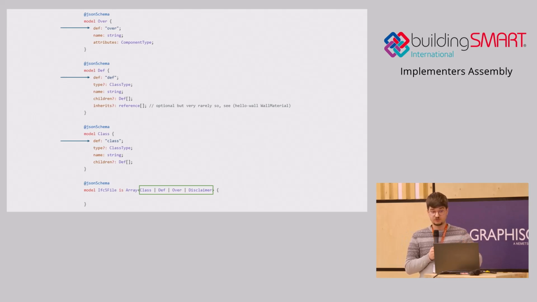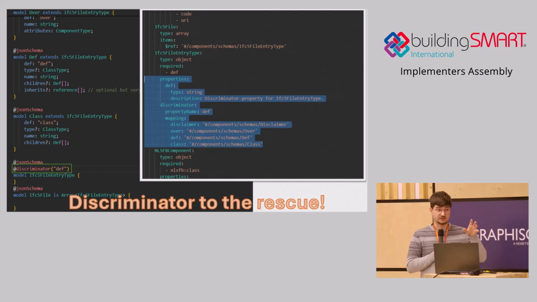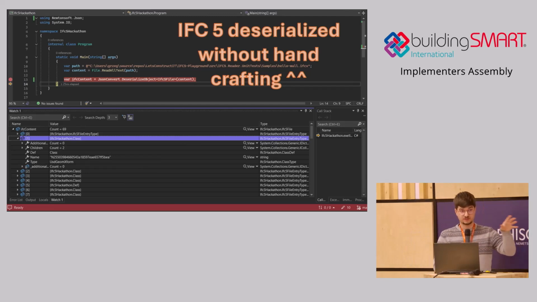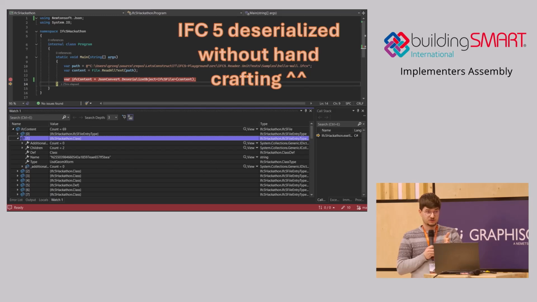There is an inbuilt feature named discriminator, and we already had it for the class, over, and def. As you can see with those arrows pointing to the def name, it specifies what type of object it is. But what was missing was just a very small discriminator in the type spec. So it was a very easy change without disturbing already existing files. After the change, I was able to deserialize IFC5 without extra effort. I was just using the open source toolkit to generate the client class, and voila, it is there. So the entry level was decreased significantly.